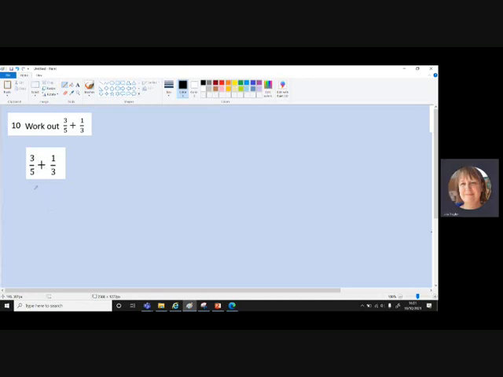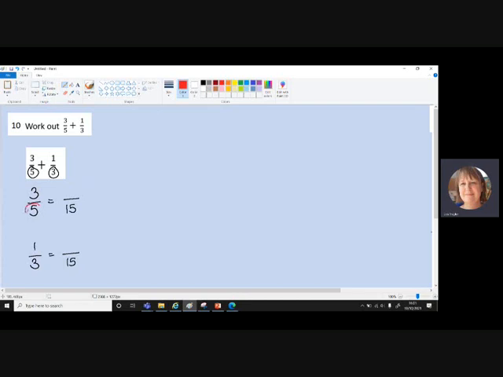3/5 and 1/3 are the two fractions that we're going to change, and what we're going to do is create an equivalent fraction for each of them that gives them a matching bottom. Now 5 and 3 multiply together to make 15, so on that basis I'm going to give them both a fraction with a denominator, a bottom, of that value of 15. Okay, so let's start with 3/5 first of all.